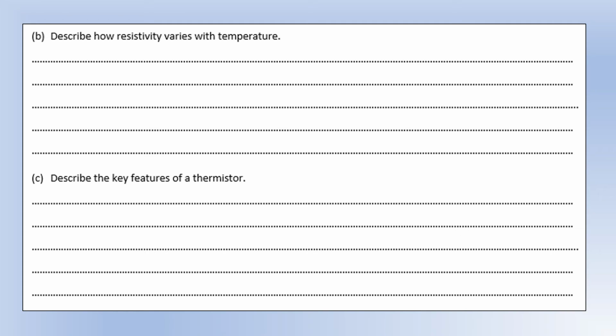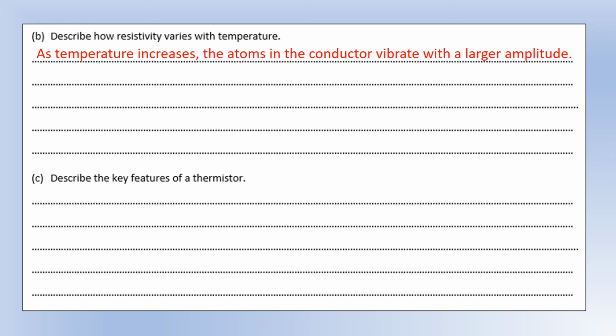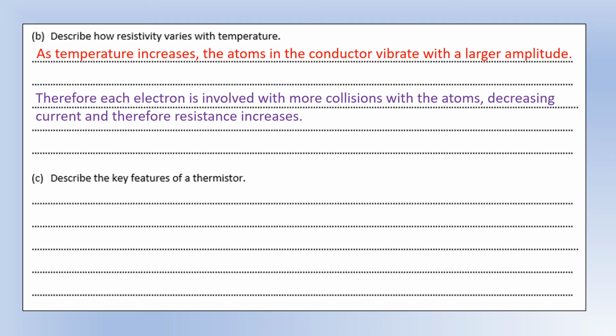Okay, so now we're going to look at some things we can do to actually change resistivity. So for most components, resistivity increases with temperature, and the reason why is that as temperature increases, the atoms in a conductor vibrate with a larger amplitude and a larger energy. And that means each electron is involved with more collisions with atoms as it passes through, which decreases the current, which means the resistance is increasing. And in terms of explaining that to somebody, what you'd say is the resistivity of the material has increased.